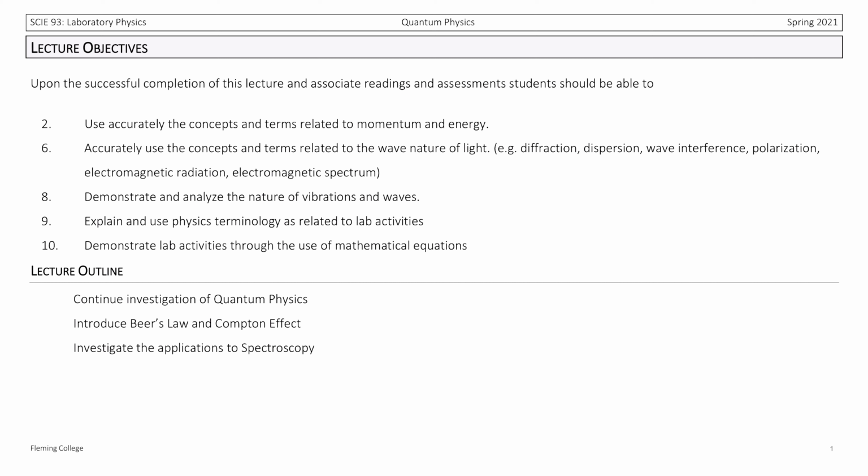With that, we'll introduce Beer's law and also look at the Compton effect and the experiments that allowed the expansion of quantum theory. We'll finish by investigating several of the different applications to spectroscopy, looking at the ways we use our knowledge of quantum physics to better understand the substances we are investigating.